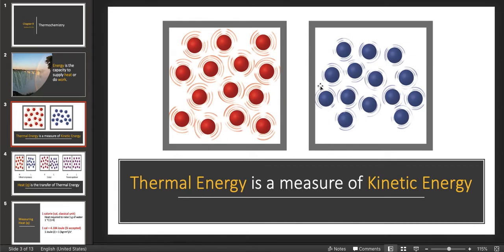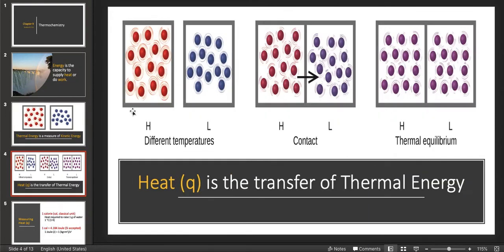Now, I have a hot object and a cold object. What happens if I put these two right next to each other, touching, in contact with each other? Well, here's what will happen. First, I have the hot and cold object separated. Now, if I put them in contact with each other, heat is going to flow from the hotter object to the cooler object.